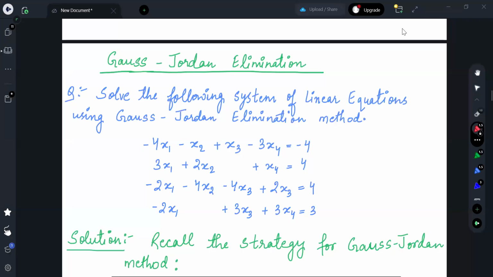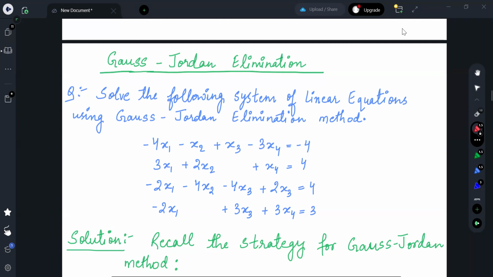Hello everyone. In this video, we'll learn about another technique to solve a system of linear equations using matrices. This method is known as the Gauss-Jordan elimination. And at the end, when you start reducing your augmented matrix for any system, you will end up with the row-reduced echelon form of that augmented matrix.